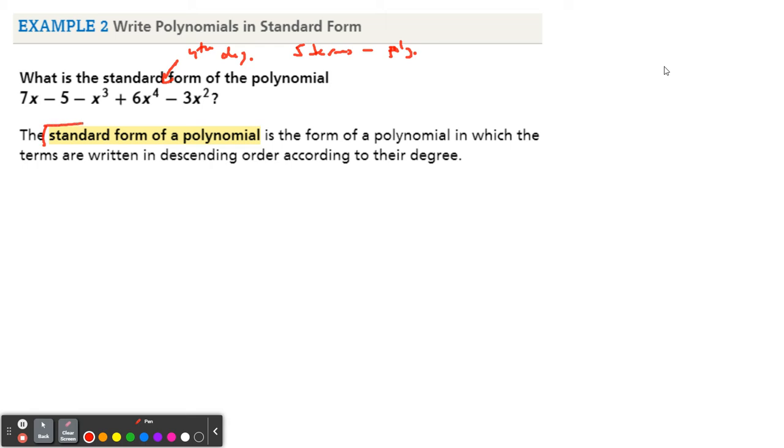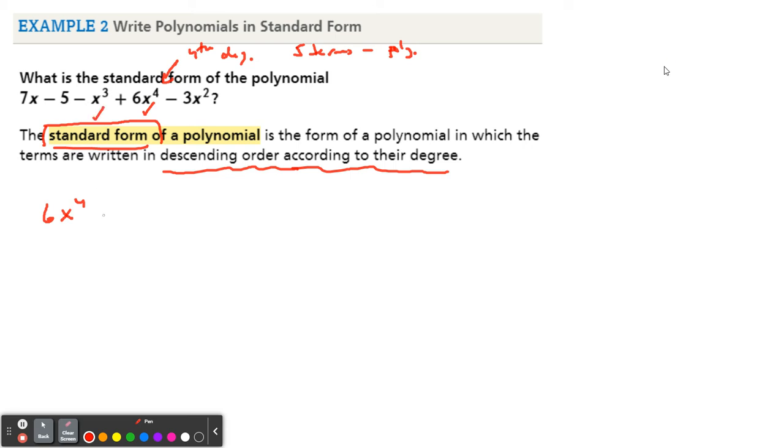Standard form for a polynomial is where you write the terms in descending order according to their degree. So typically it's descending order of the power of x. Because 6x to the 4th is the highest degree term, we're going to put that first, and it's positive. 6x to the 4th. And then the next one would be x to the 3rd.